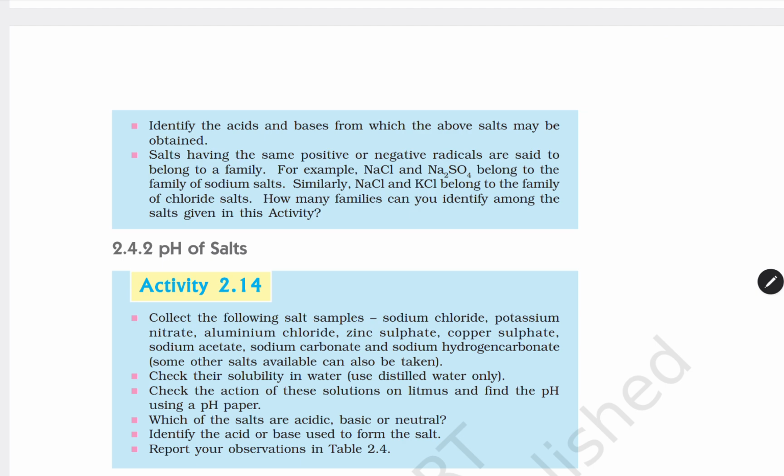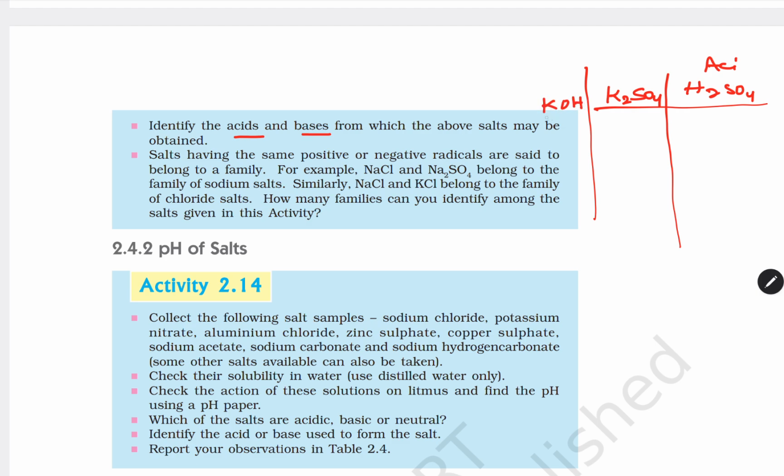Now in this activity they are asking us to identify the acids and bases from which the above salts may be obtained. You can identify it easily. If it is potassium sulfate, the derived acid is H2SO4, and the derived base is potassium hydroxide. The acid is H2SO4 and the derived base is potassium hydroxide.